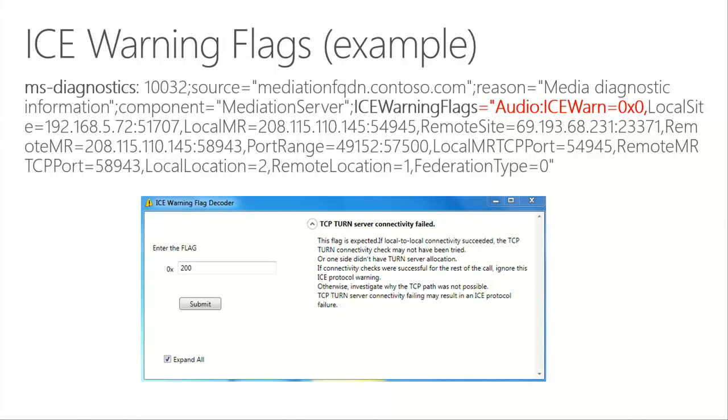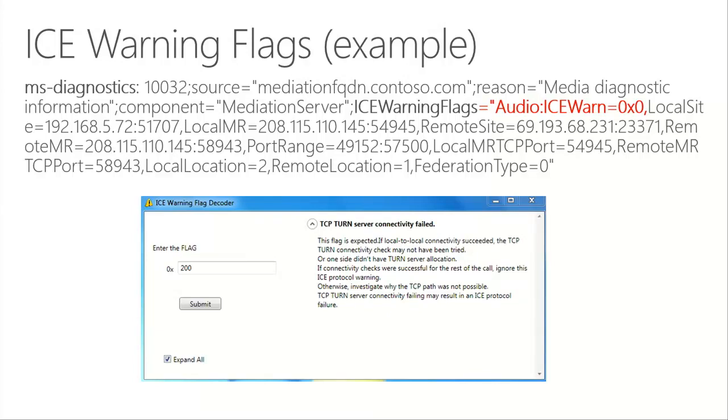The decoder is where you put in the actual value, because this value will show multiple different things. It will show you 0.1, 0.2, 0.4, 4,000. I have 200 here. I put it in, and I hit submit, and it actually tells me what's happening. TCP turn server connectivity failed, which goes back to the verbiage we talked about earlier. So now I know that TCP is 443, and that's the last resort of a call trying to be made.